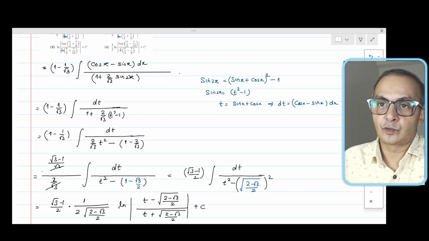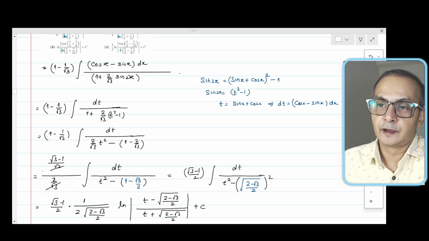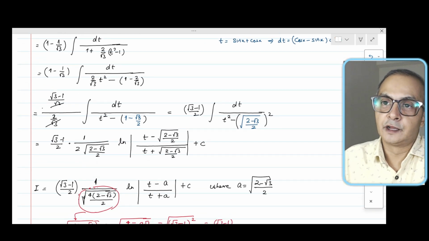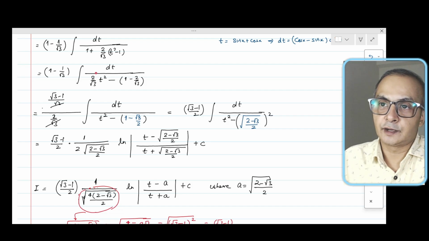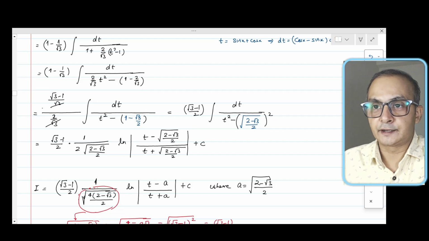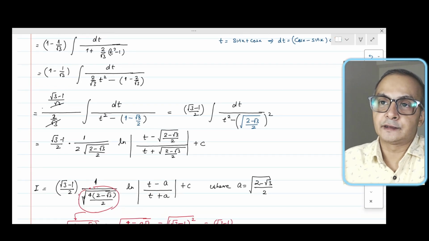So here 1 minus 1 by root 3 is a constant, I can take it out, and I have this dt by 1 plus 2 by root 3 times t square minus 1. After simplifying further to get the standard form of a special integral, I can write 2 by root 3 t square, and I combine this 1 and minus 2 by root 3 together. Now here understand that 2 by root 3 is a number not lesser than 1. So I should write it in this way that the minus should be visible.